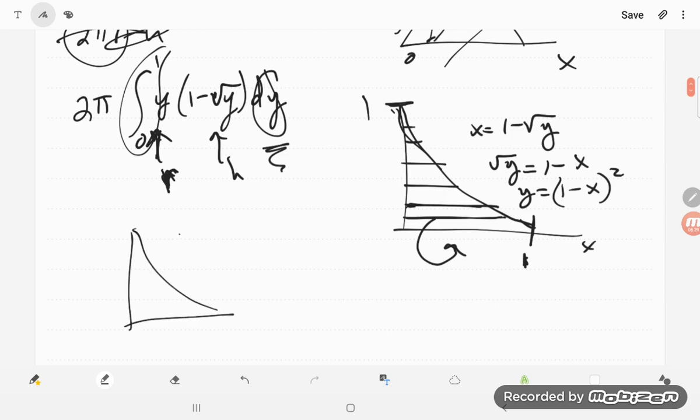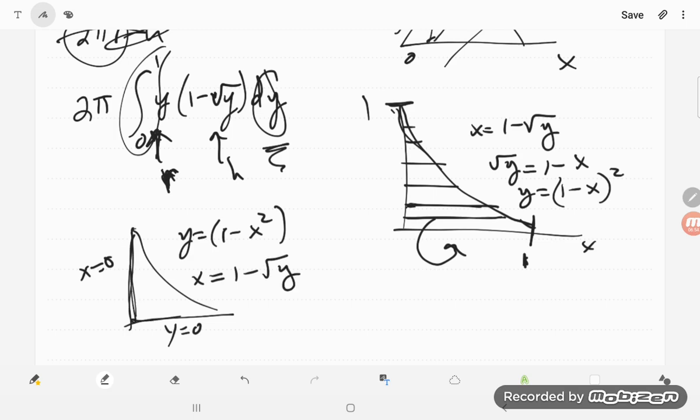Okay, so my region, I can either write it as y equals 1 minus x squared, and then bounded also by x equals 0 and y equals 0. Or instead of y equals 1 minus x squared, I could have written it as x equals 1 minus the square root of y. Either one, but then also bounded by those two axes. And then my axis of revolution was the x-axis. Okay, so there's number 44.